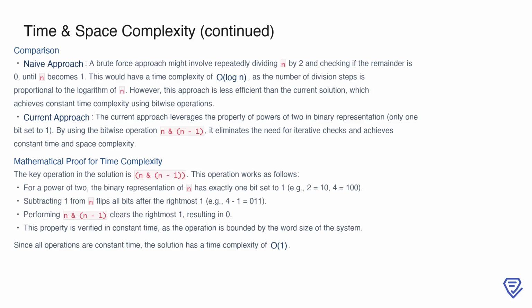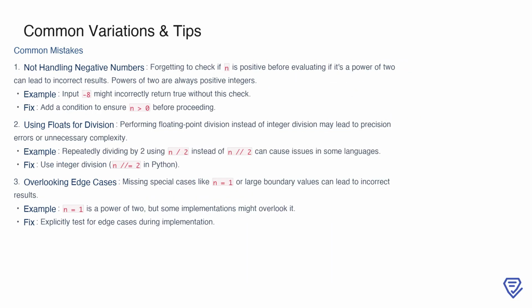One common mistake when solving the power of 2 problem is forgetting to check if the input number is positive. Remember, powers of 2 are always positive integers, so failing to ensure n greater than 0 might lead to incorrect results. For instance, if -8 is passed as input, without this check, your code might mistakenly return true. A simple condition to verify that n is greater than 0 can prevent this.